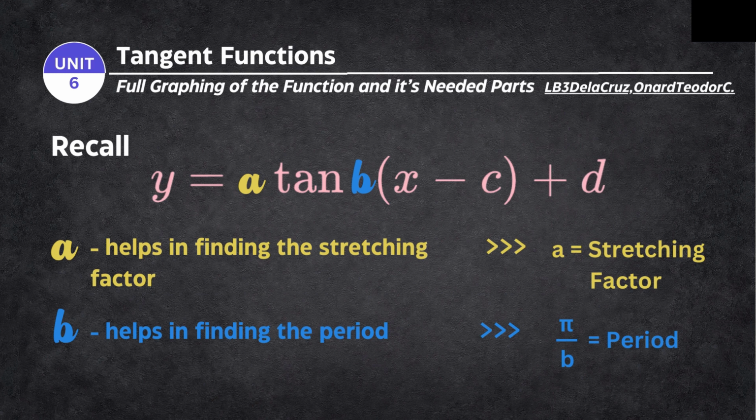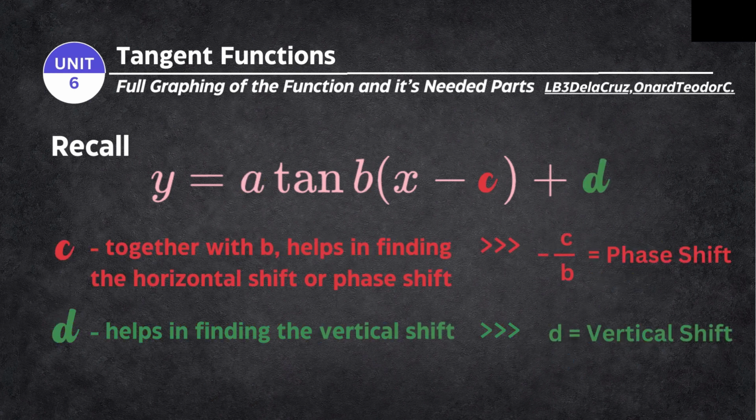We have the equation y is equal to a tangent b times quantity x minus c plus d. We are given a, which helps us in finding the stretching factor. A is equal to the stretching factor. B helps us in finding the period, or pi over b is equal to the period. C, together with b, helps us in finding the horizontal shift or the phase shift. Hence, -c over b is equal to the phase shift, while d helps us in finding the vertical shift. Therefore, d is equal to the vertical shift.